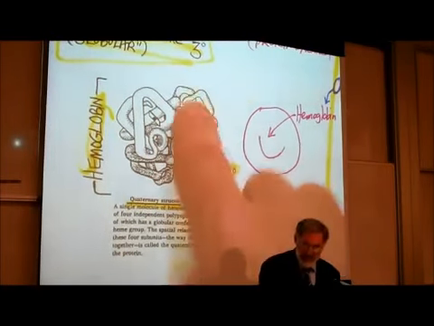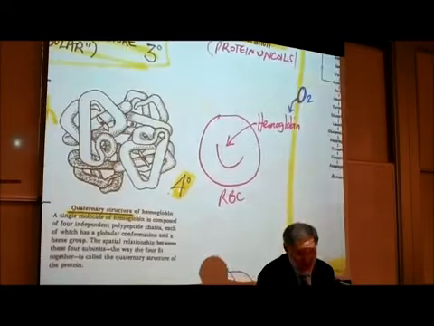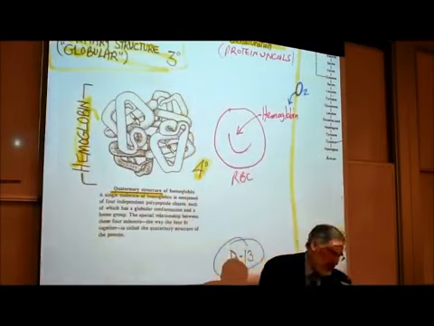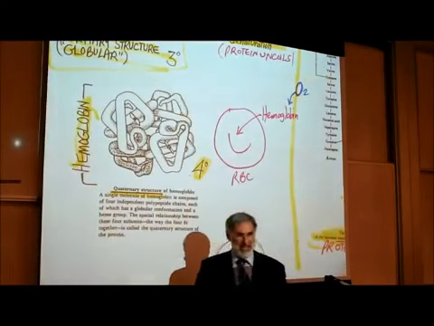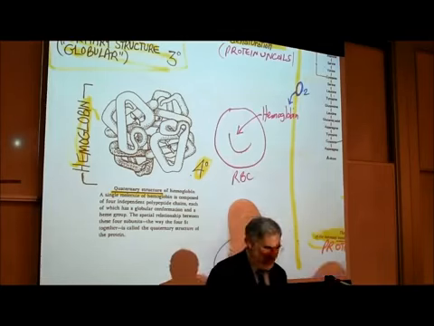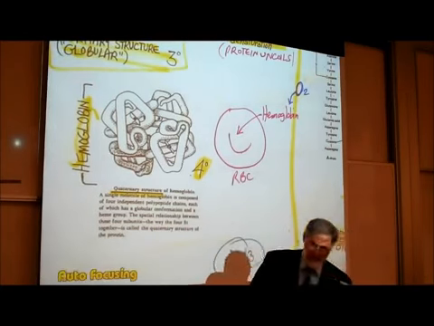Now, since I mentioned hemoglobin, let me tell you a little bit about hemoglobin. Hemoglobin is a red-colored protein. It actually is red in color. And it is the protein found in our red blood cells, our RBCs.